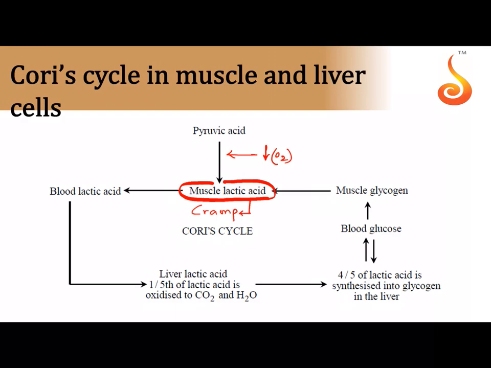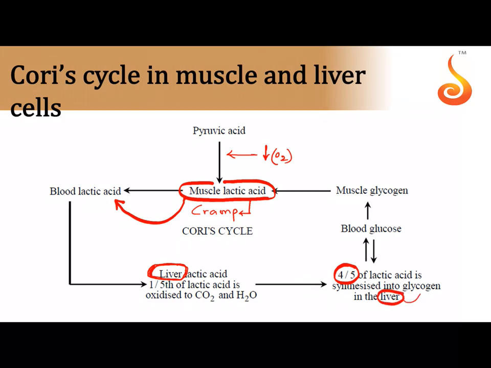Through the Cori cycle, the lactic acid is sent into the blood. So after you take rest, your pain is gone. So what happens during that rest? The muscle lactic acid will be sent into the blood. The blood will carry the lactic acid to your liver. In the liver, about 1/5 of the lactic acid is broken down to give rise to carbon dioxide and water. 4/5 of the lactic acid is converted to glycogen, and it is stored in the liver again.